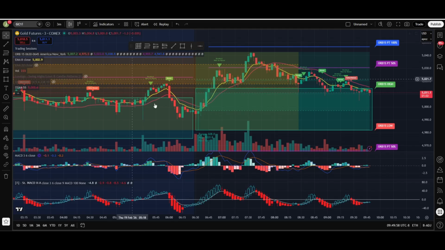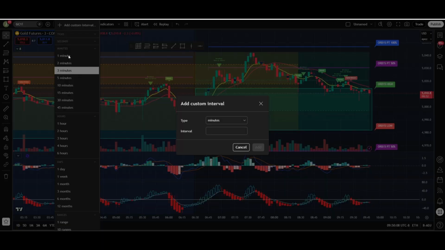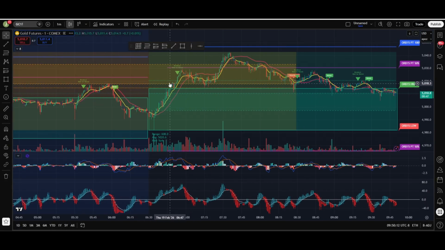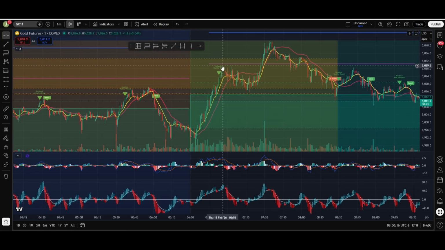Okay, now let's go look at gold with the same ideas in mind. So with looking at gold, we can see this is on a 3 minute. Let's go down to a 1 minute just so we can make sense of this clearly and understand how this moves. So we can see that it almost got to purple. So we could have went long here.